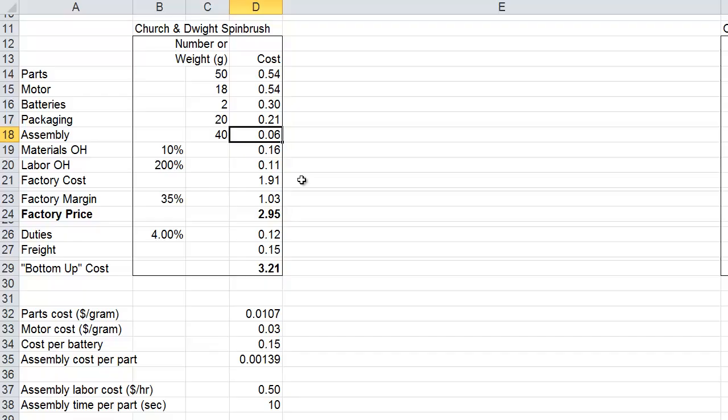It's worth noting, by the way, that in China, the assembly costs are very small. When you add them with the labor overhead, it's about 17 cents for assembly, which is pretty close to the cost of freight to get the stuff from China to the United States. So that's just as a note on the relative magnitude of these costs. So now let's look at a comparable set of numbers for the Oral-B product.